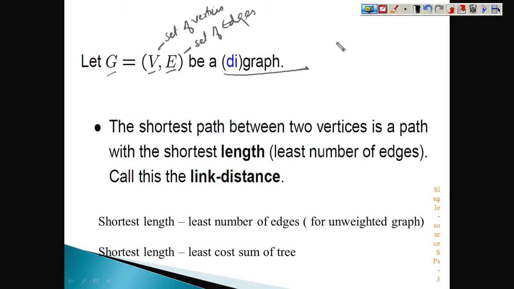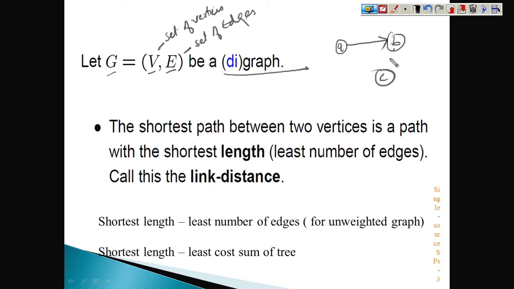So if I talk about a directed graph, then let's say we have three vertices in the graph, then the edges will have one arrow. That means we have a path, or a connection, available from A to B, and it does not mean that you can also go from B to A.